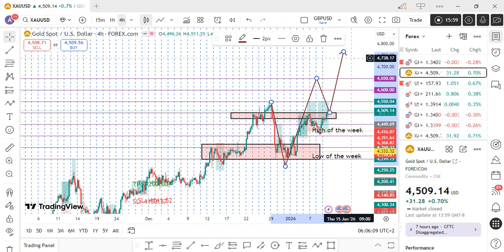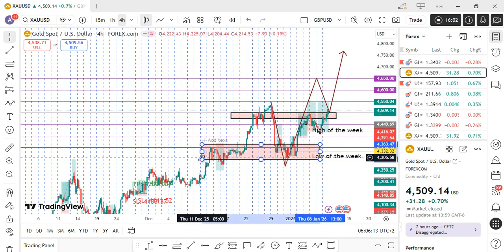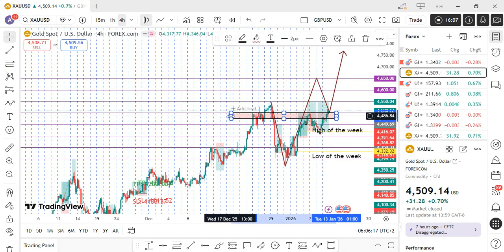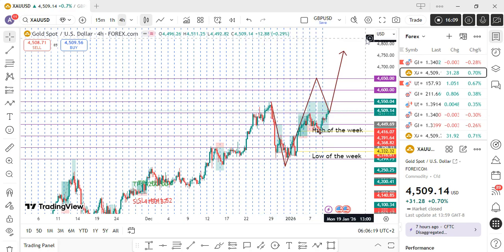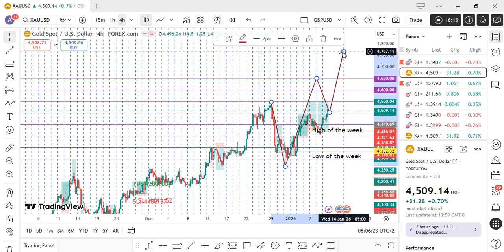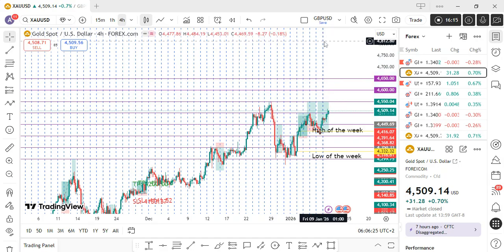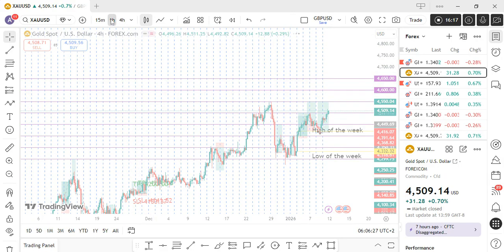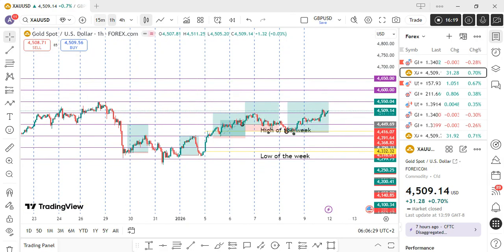So that's basically what I'm looking at on gold for the week that's going to open next week, because the market is officially closed for this week. So we're definitely going to be expecting this on gold. That's why I've taken this time to show you guys what happened on the week that just closed and what we're looking at for next week.